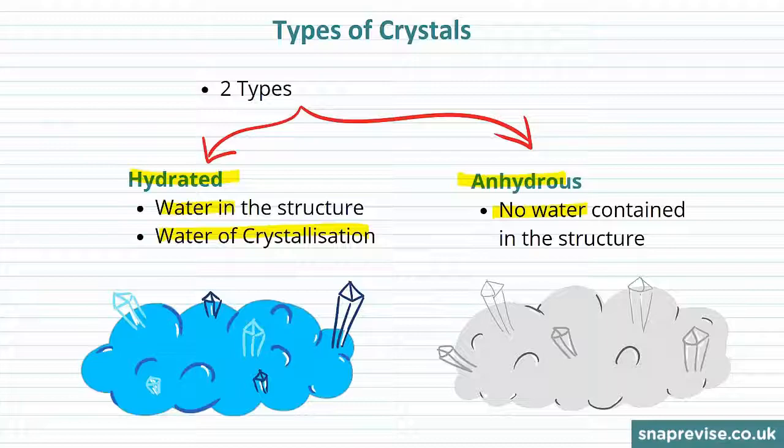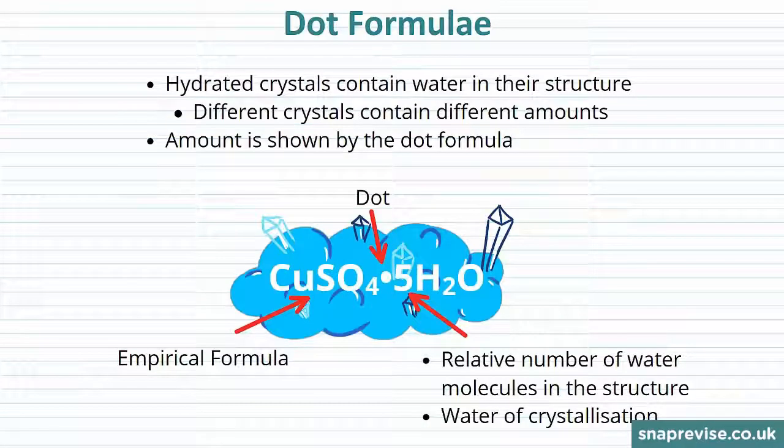So now I've had a look at different types of crystals, let's have a look at the formulae we use to represent them. The formulae we use to represent our hydrated crystals is called dot formulae. Hydrated crystals, as we've explained, contain water in their structure, that water of crystallization. Now, different crystals contain different amounts of water, and the amount is shown by our dot formula. So here we have the dot formula of that copper sulfate crystal that we talked about, the hydrated form. The empirical formula of our compound is given here. The dot in the middle is followed by the relative number of water molecules in the structure. These are our water of crystallization.